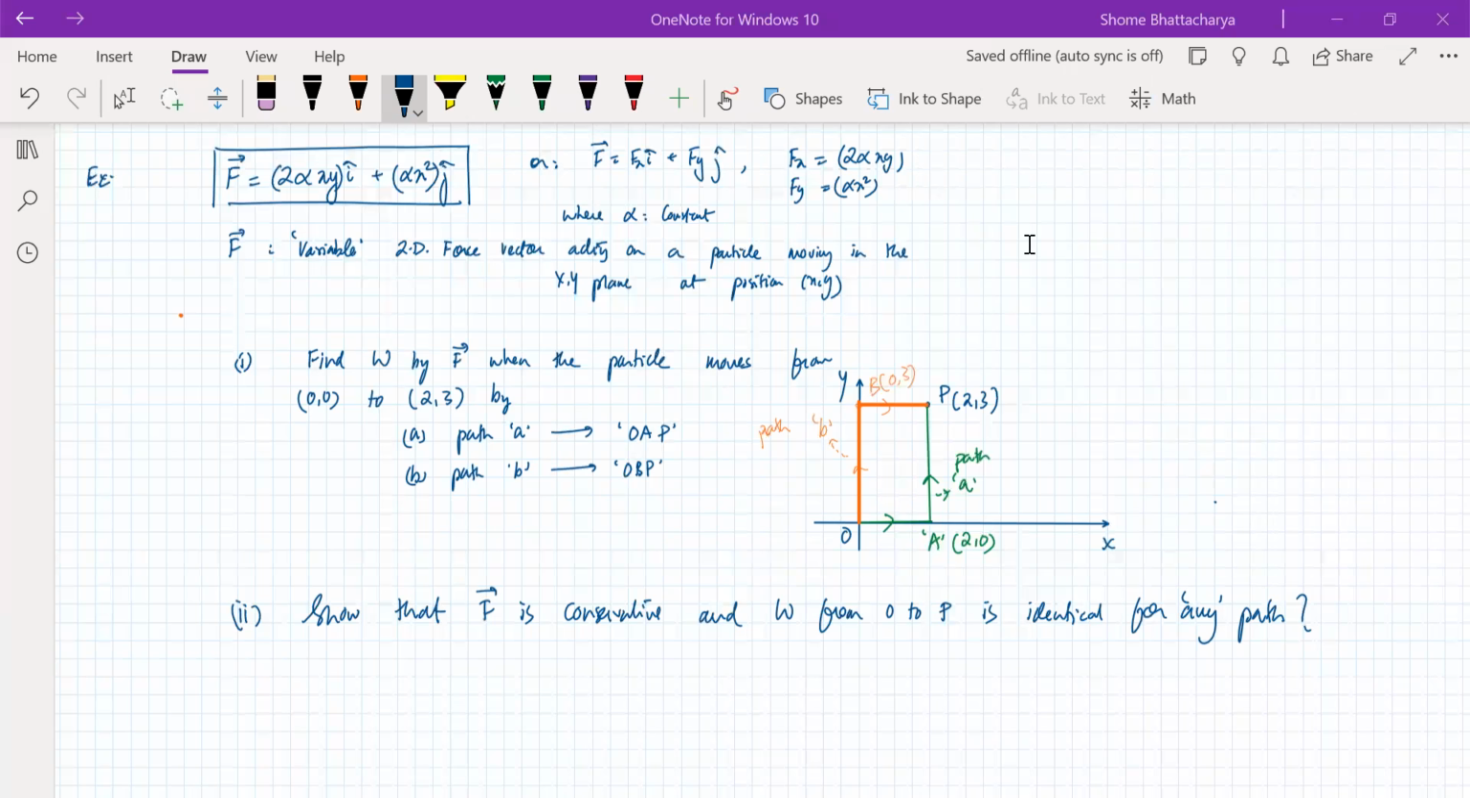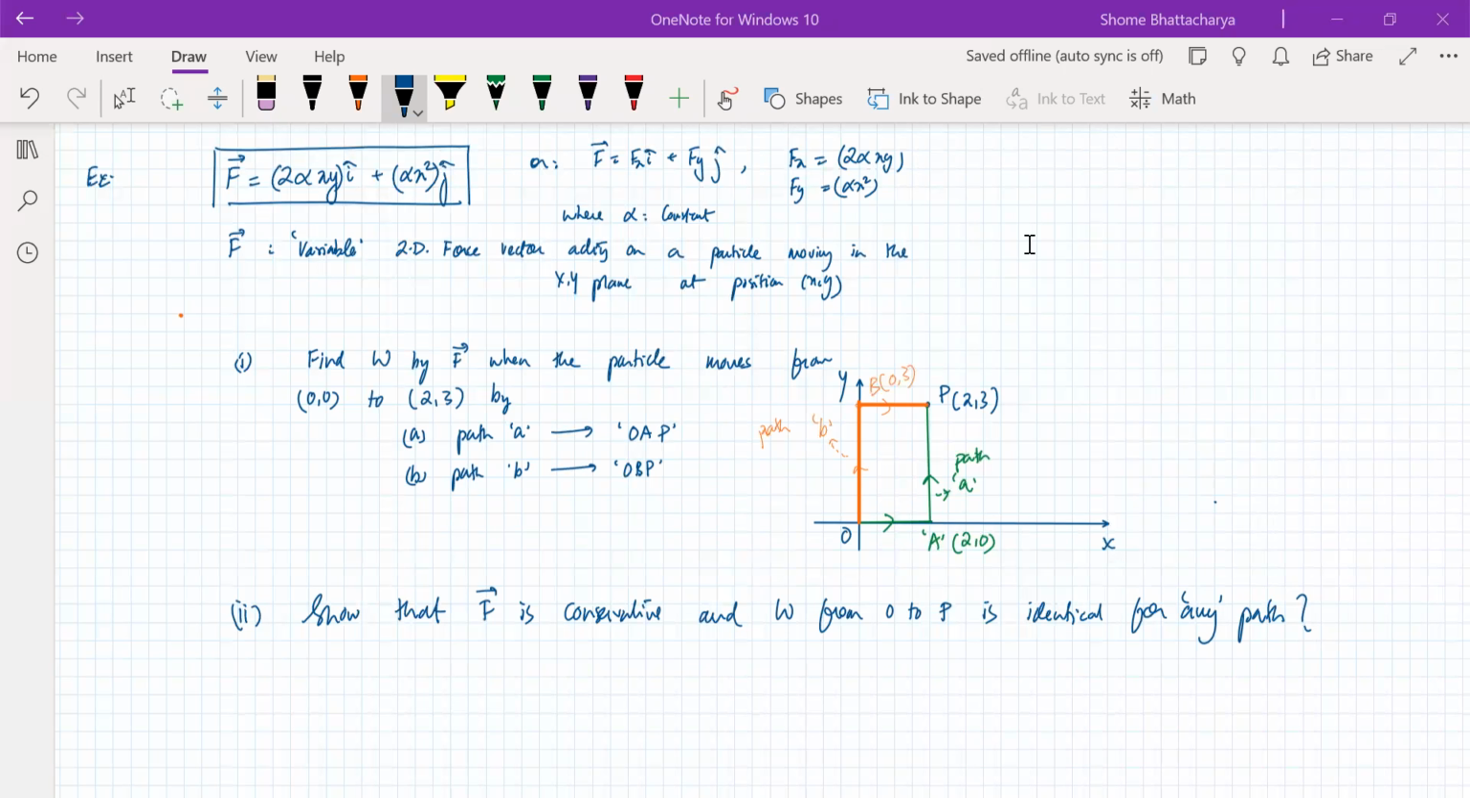Sir, how will we substitute in this? Means the y will be 0. So the first part of the force will be 0 total. Yes, so when you're going from O to A, at any point in between O and A, you take a point whose coordinate is what? x comma 0. And x is going from where to where? From 0 to 2, right?